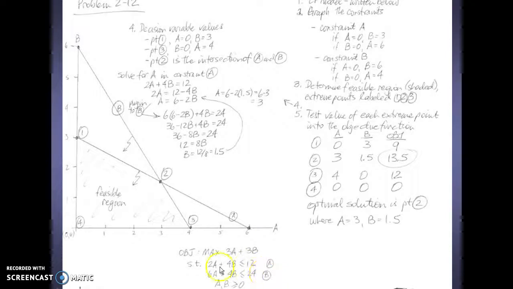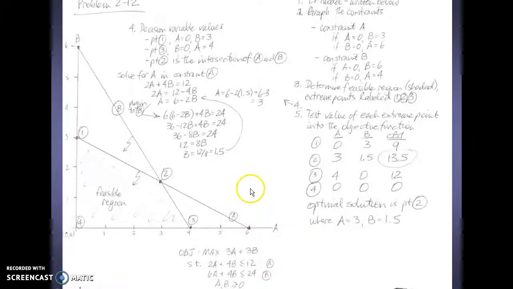And we do the same for constraint B. If A is 0, B is 6, and if B is 0, A is 4. Now, for each of these, we plot. So for constraint A, A is 0, B is 3. We go here, B is 3. And if B is 0, A is 6.